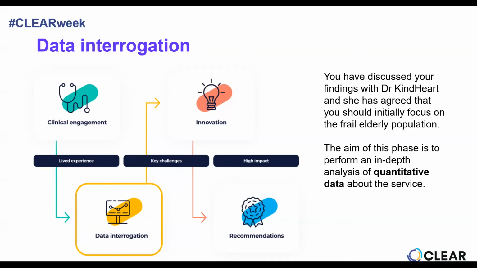So we're going to move on to then the data interrogation phase. So you've completed your clinical engagement, you've got all your themes out, I think you've got a really good comprehensive understanding about all of the issues at Goodwill Hospital. What you then are going to do is data interrogation. And this is particularly looking at what we call the quantitative data. So this is data that includes numerical values. And in this case, it's related to patient activity data that has been gathered from Goodwill Hospital.